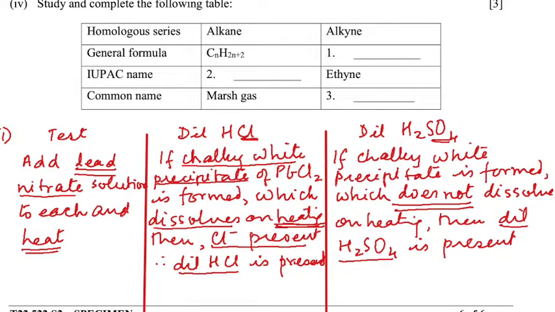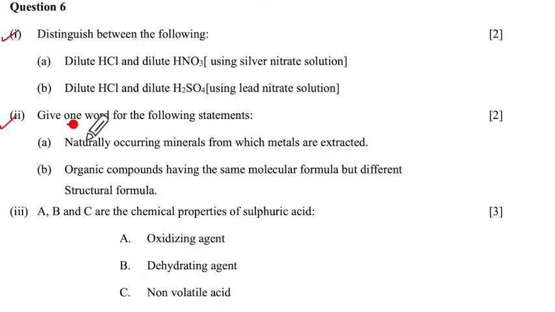Alright. Now we come to the second one. Give one word for the following statements. A. Naturally occurring minerals from which the metals can be extracted. And the correct word is ore. B. Organic compounds having same molecular formula but different structural formula, which means these are the isomers.